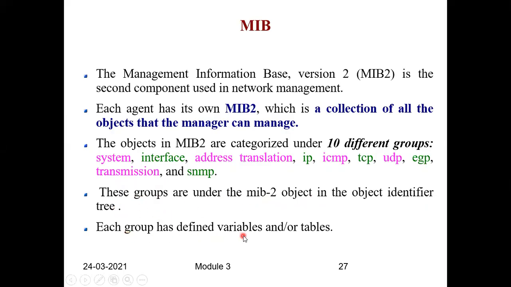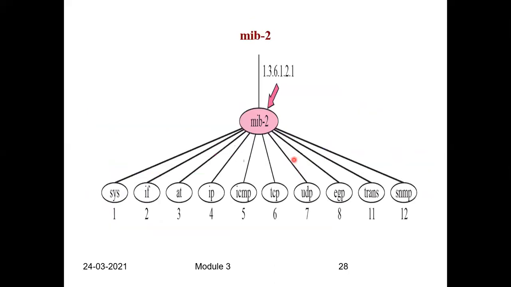Each group has some variables and tables. We will see those tables and the functions of each object later in the lecture, but that is also asked in the exam. Look at the tree diagram that I had cut off here. This was my MIB2, with object identifier 1.3.6.1.2.1. Under this MIB2, we have these 10 groups.